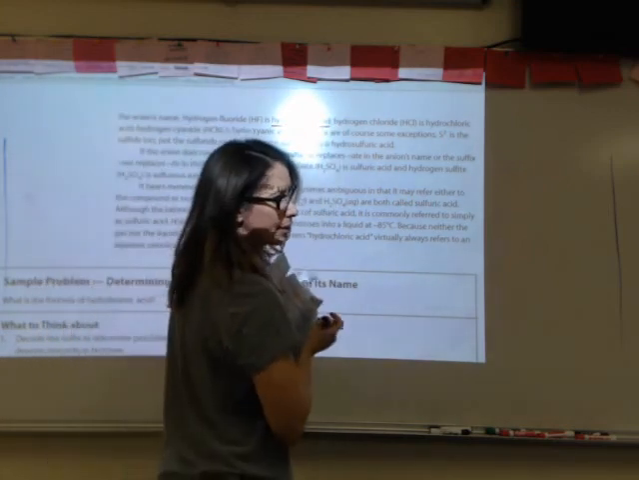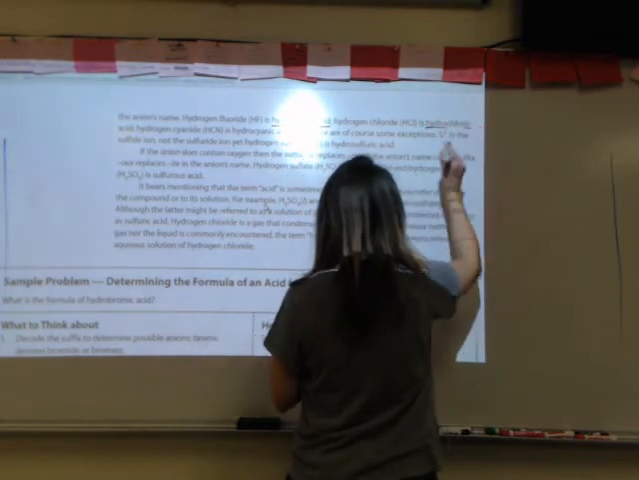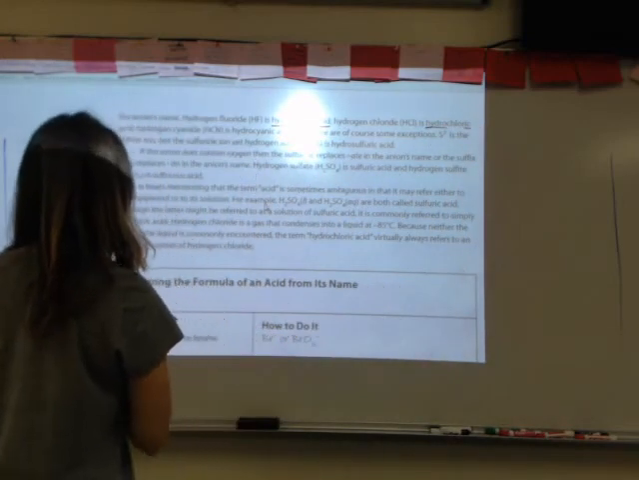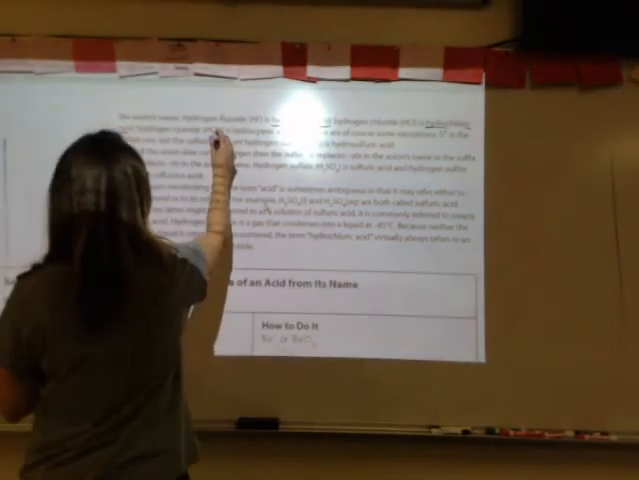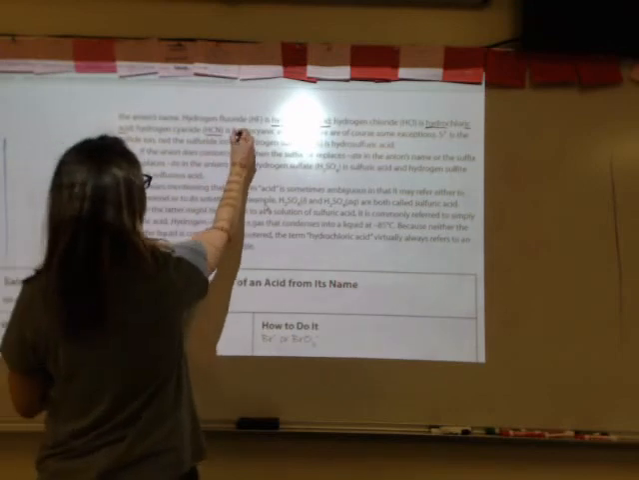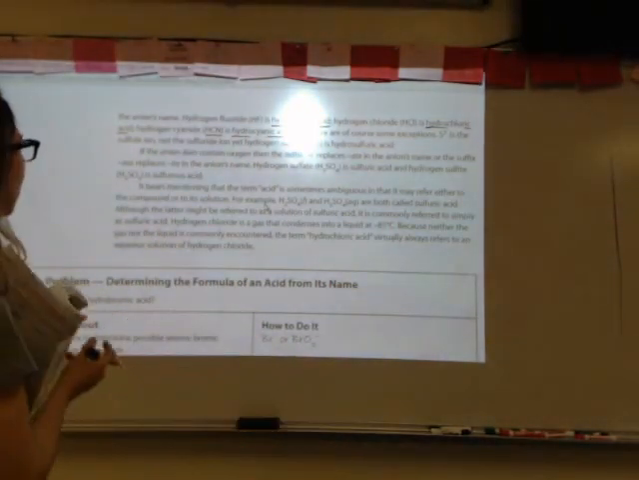HCl is the same way. It does not contain oxygen. It begins with hydro, change the ending on the nonmetal to ic, becomes hydrochloric acid. Same thing for hydrogen cyanide. So this would be hydrocyanic acid, etc.